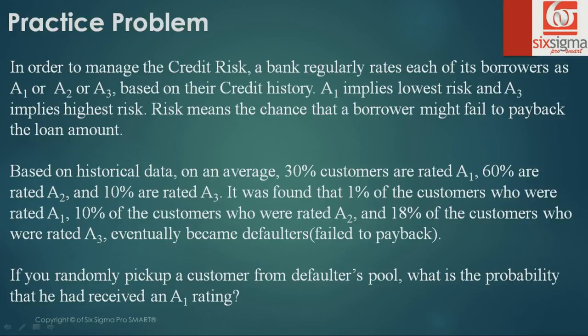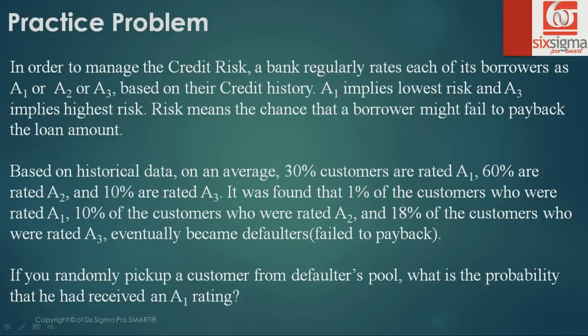Based on the historical data, on an average, 30% of the customers are rated A1, 60% are rated A2, and 10% are rated A3. What are these? These are prior probabilities. It was found that 1% of the customers who were rated A1, 10% of the customers who were rated A2, and 18% of the customers who were rated A3 eventually became defaulters. That is, they failed to pay back. So in a way, this is the conditional probability that's been given to us.